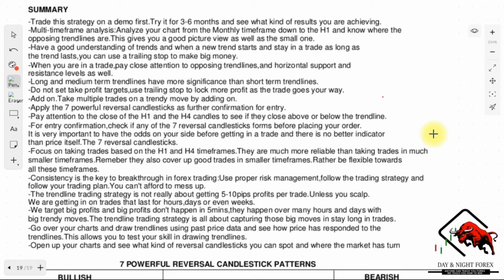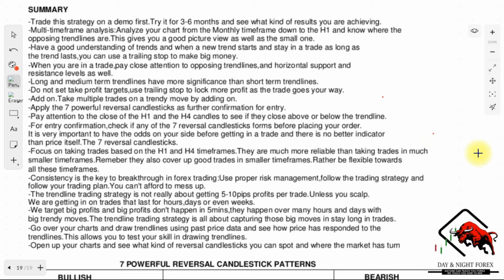So for entry confirmations, make use of these 7 reversal candlesticks before actually placing your order. It is very important to have the odds on your side before getting into a trade, and there is no better indicator than the price itself. So the 7 reversal candlesticks, those are the best price action confirmations.